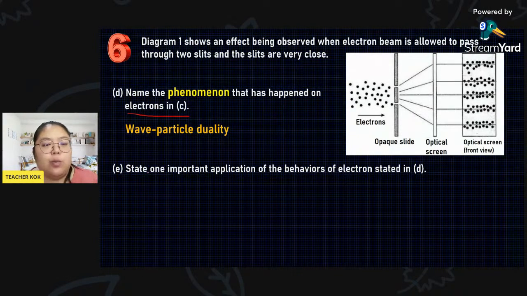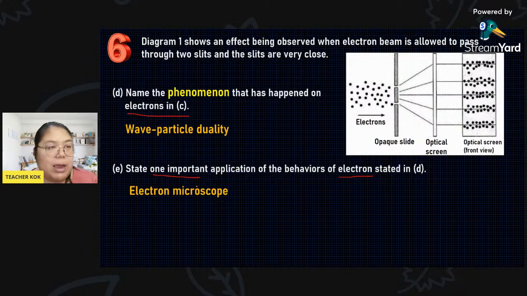Okay, E: state one important application for the behavior of the electron in D. The electron in D means the duality. Actually, in applications, we use the electron as a particle, and we also use the electron as a wave. Application where we use the electron as a wave, so the answer should be electron microscope. We apply this for the electron microscope, so that it can produce a very, very high resolving power. So this is one application where we use the electron in a microscope.